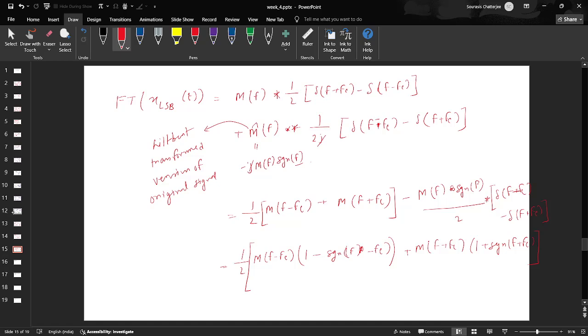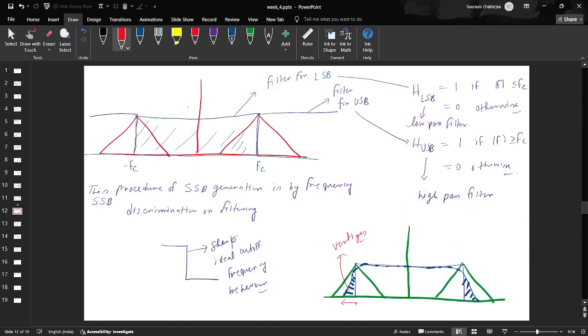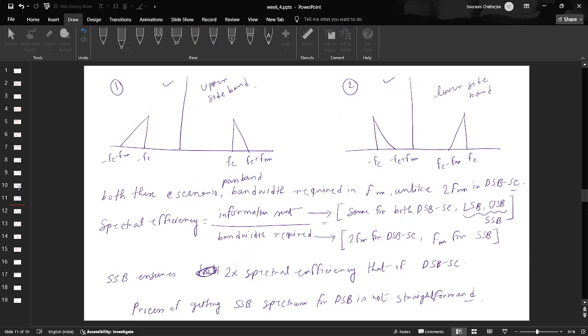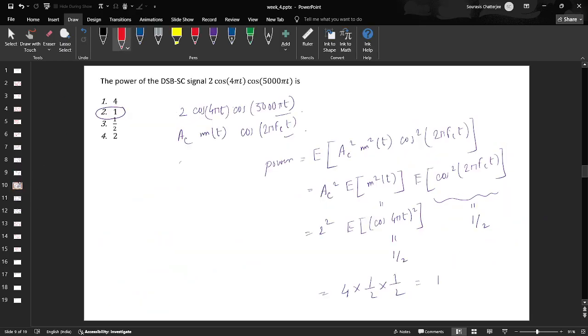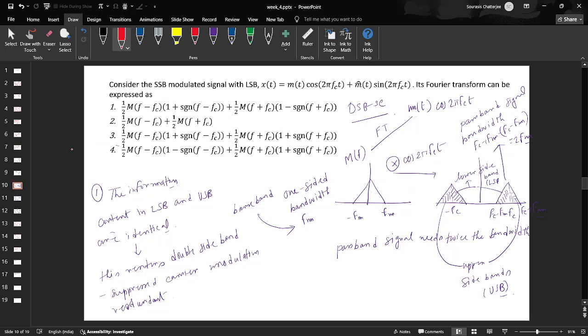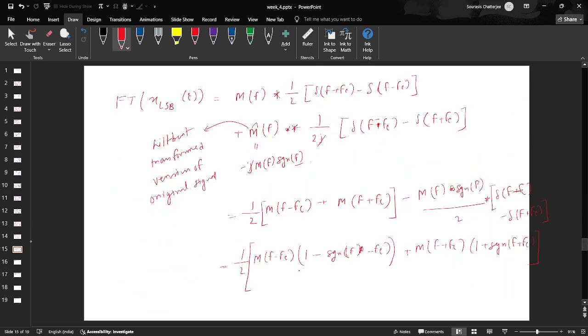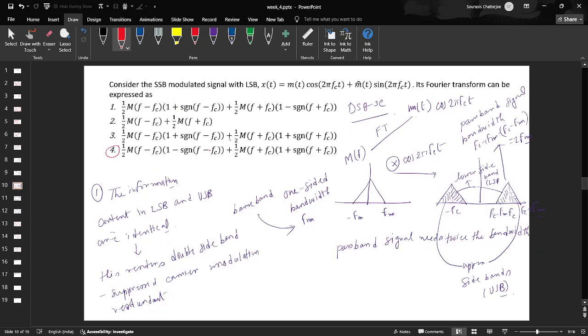So now let us go and check our question here, which asks what should be the Fourier transform. Now we have seen the Fourier transform is going to be the fourth one. The fourth one is the correct answer. Let me just verify it once. M(f−fc) 1 minus, yes, the fourth one is the correct answer.